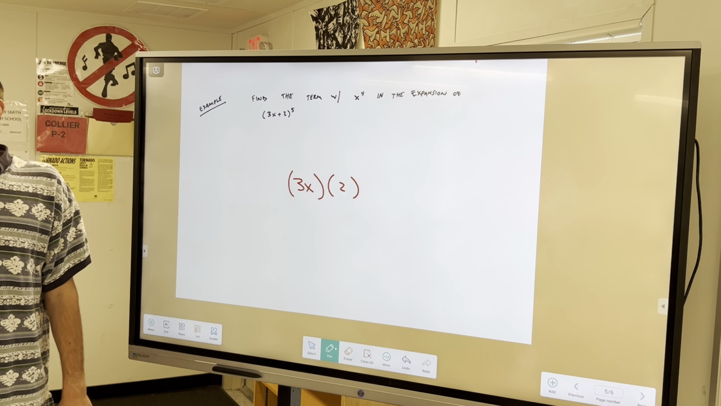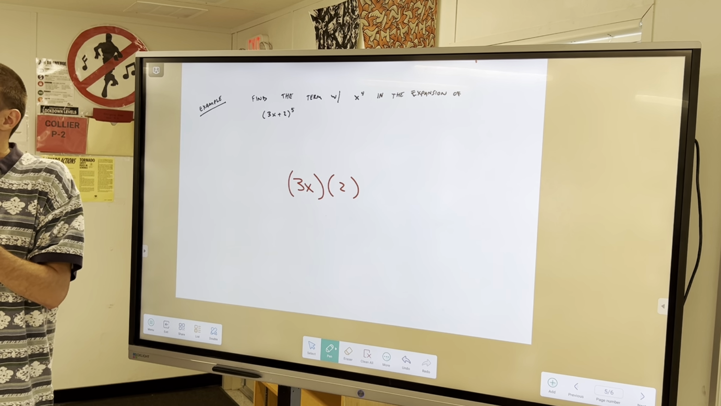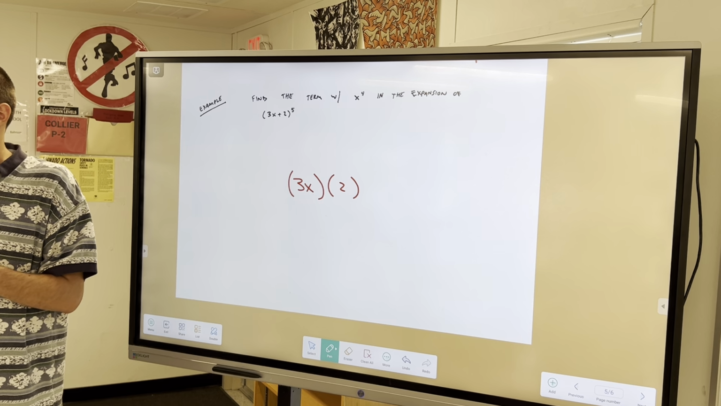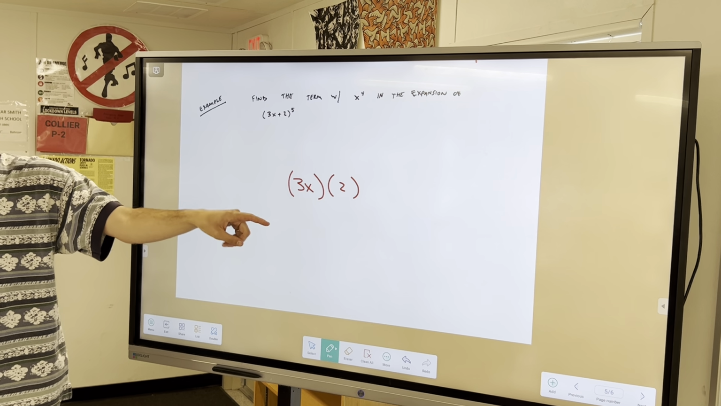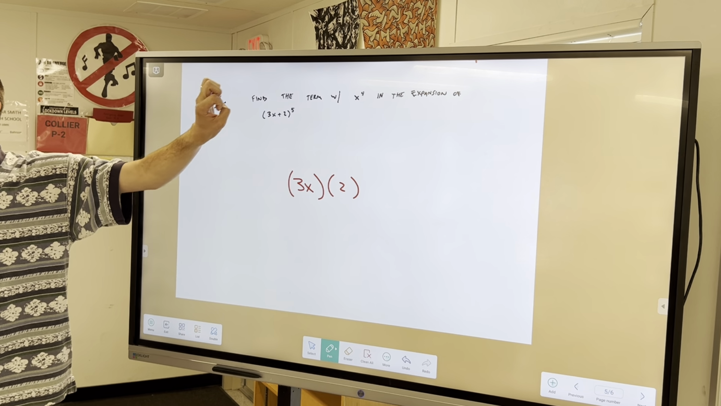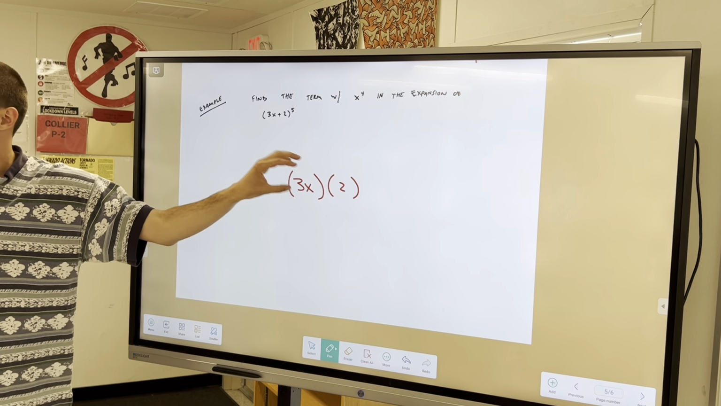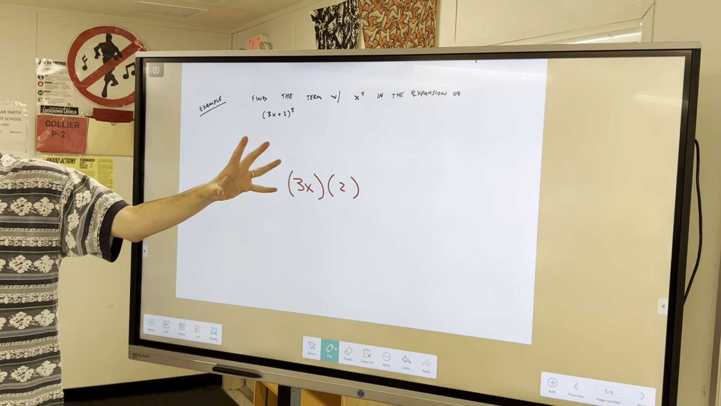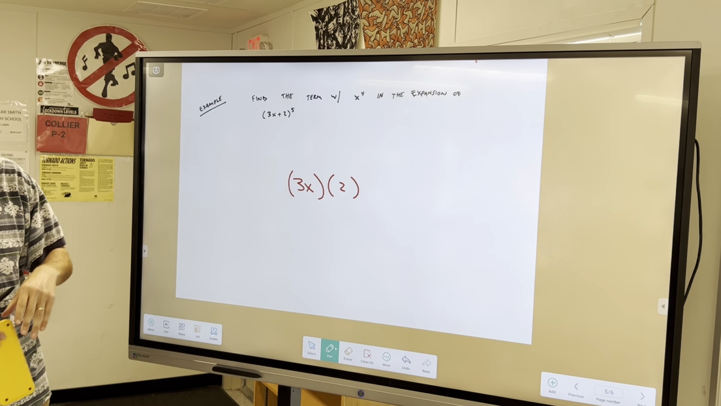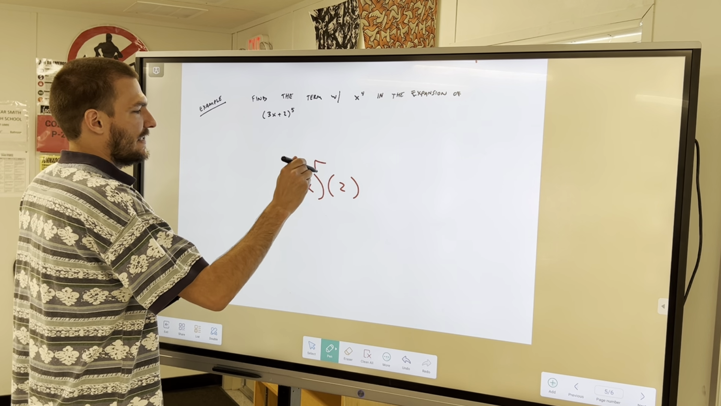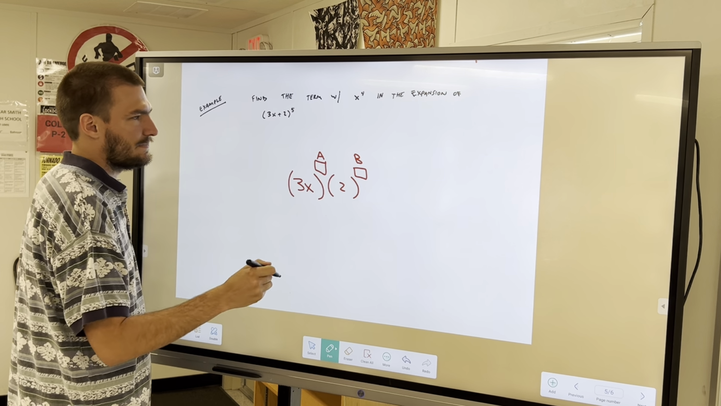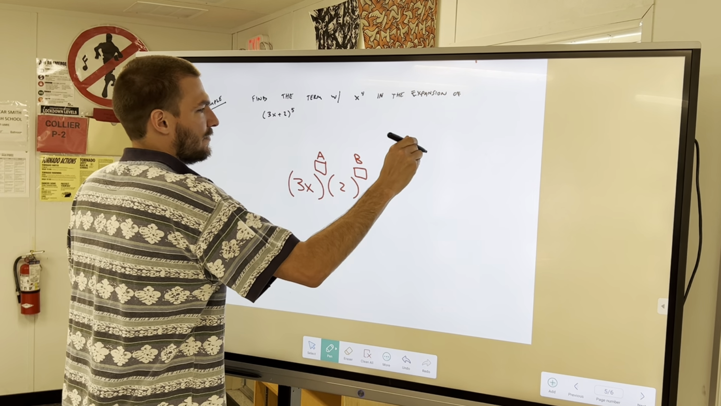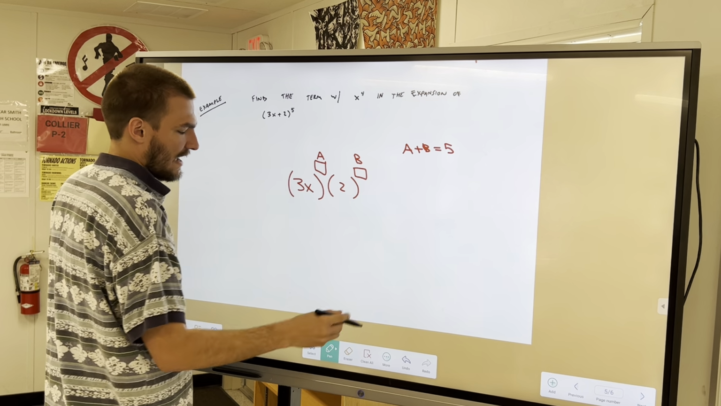and we need to figure out how many of each we want. Now remember, it has to add up to 5. We can choose 5, 0, we can choose 4, 1, 3, 2, 2, 3, 1, 4, or 0, 5. So how many do we want to put in the A position, and how many do we want to put in the B position if A plus B has to equal 5?